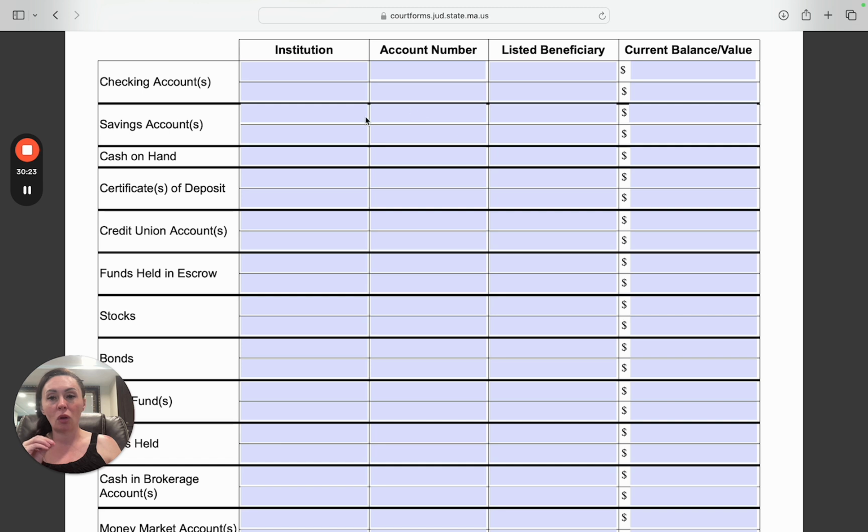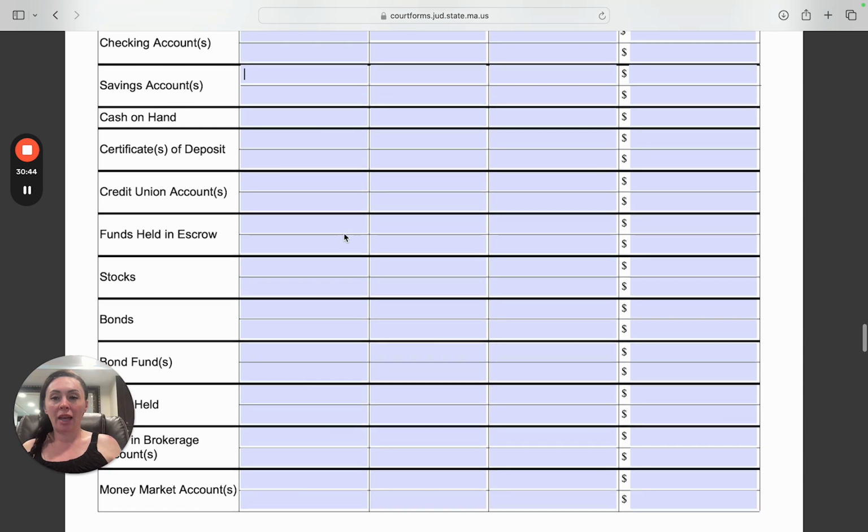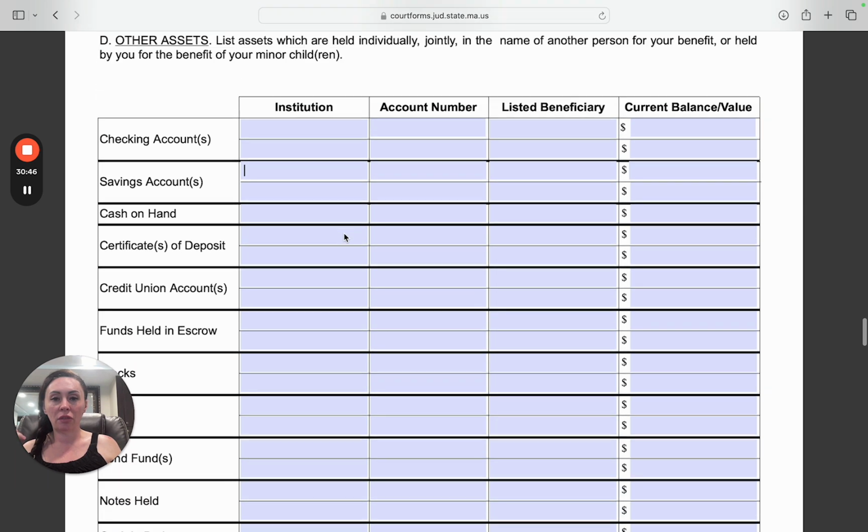So these numbers always need to be updated. Again, it's a picture in time. If on April 1st you have $5 in your checking account, and on April 5th you've got $5,000, the picture is as of today, okay? So you want to bear that in mind. Same thing with your savings accounts, cash on hand, certificates of deposit.